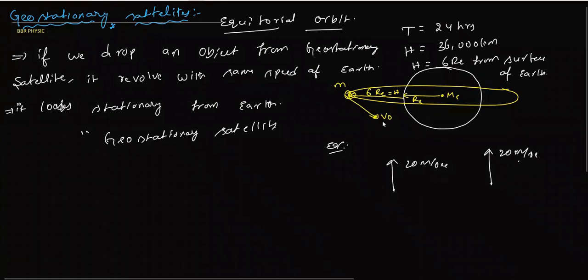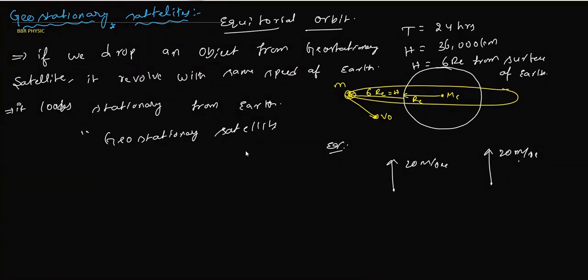And there is the tangential velocity. If you calculate that velocity value, V naught comes to around 3.1 kilometers per second. We have to remember all these values for solving JEE numericals and CET numericals. We need to remember all these values. That will help us a lot.